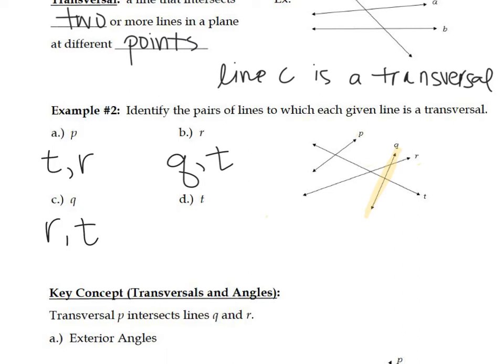And then lastly, we're going to take a look at line T. As I highlight line T, it actually goes through 1, 2, 3 lines, which is allowed because remember our definition says it intersects two or more. So it can have more than two lines, which we have: lines Q, R, and P.